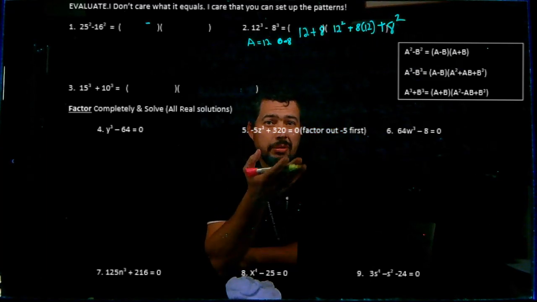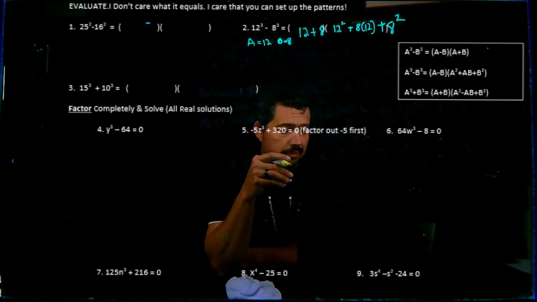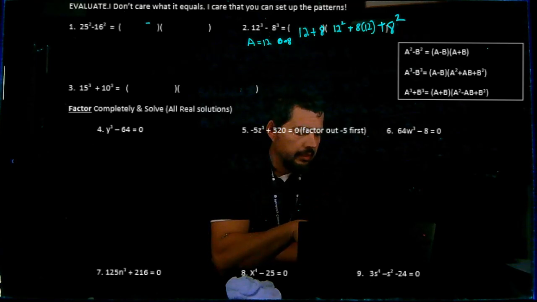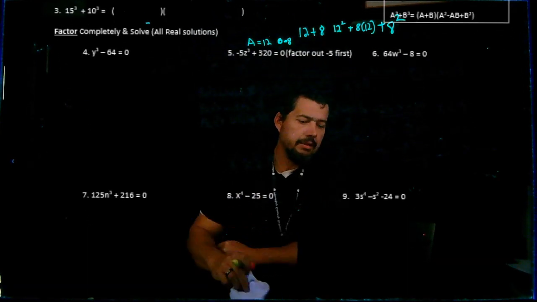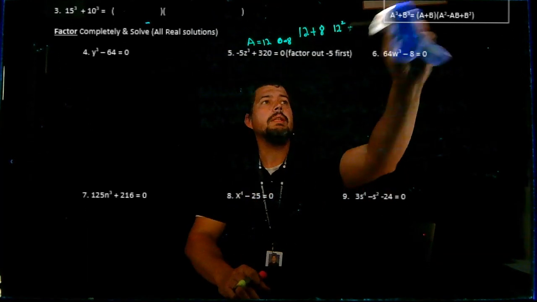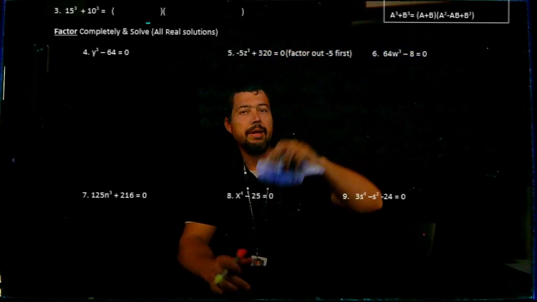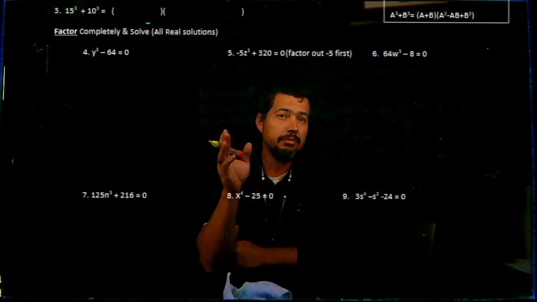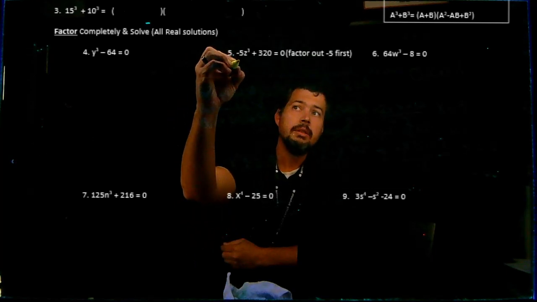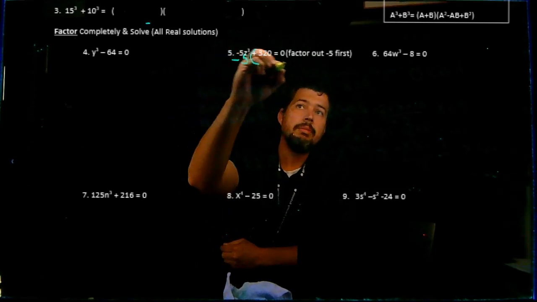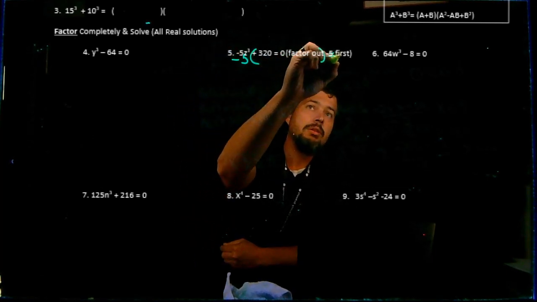You just follow the pattern. But does everybody get that? No. All right. Let's look at number 5. Now, 5 may not appear to be a special pattern, but it is if you pull out the negative 5 first, as I'm suggesting. So we're going to pull out the negative 5. We're going to think about what that leaves us to have left over.